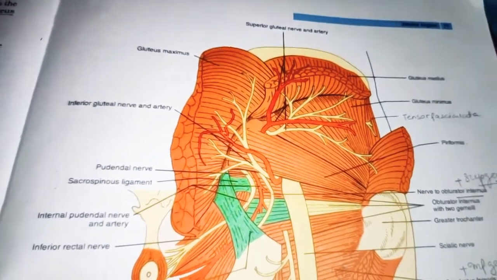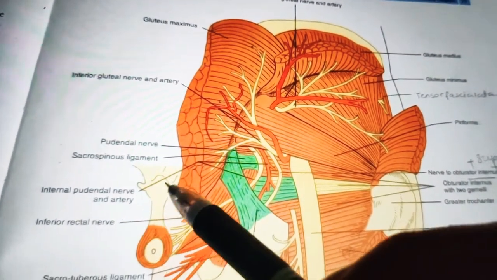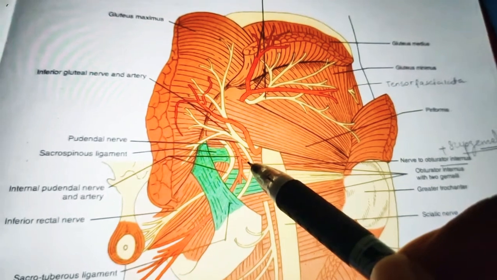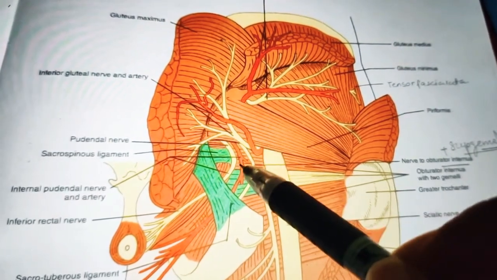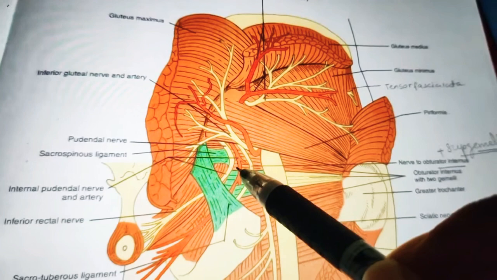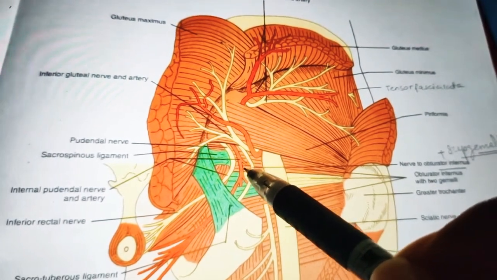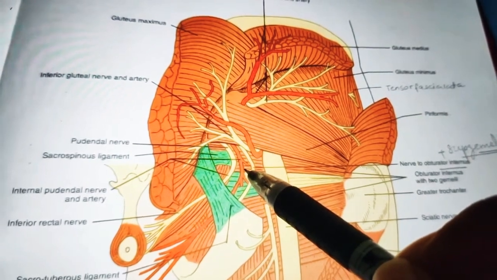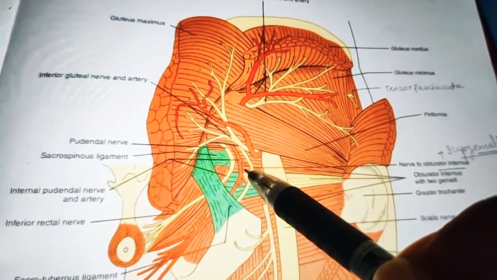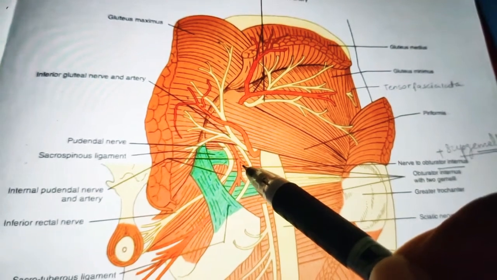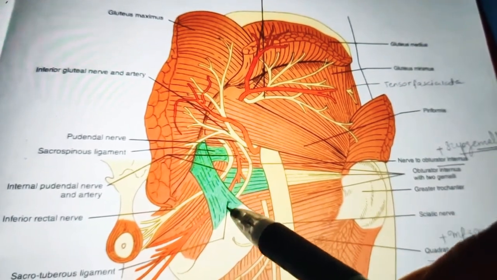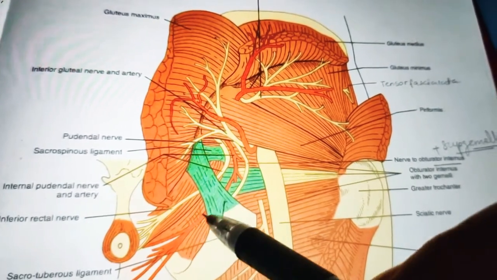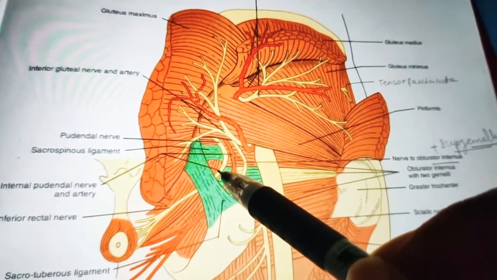It is important. Next, coming to the internal pudendal artery. You can see here, this is the internal pudendal artery, and it is a branch of the anterior division of the internal iliac artery, the same as the inferior gluteal artery. It enters the gluteal region by the greater sciatic foramen and has a very short course in the gluteal region. It crosses the ischial spine medial to the nerve. You can see this is the ischial spine, so it crosses it medial to the internal pudendal nerve.